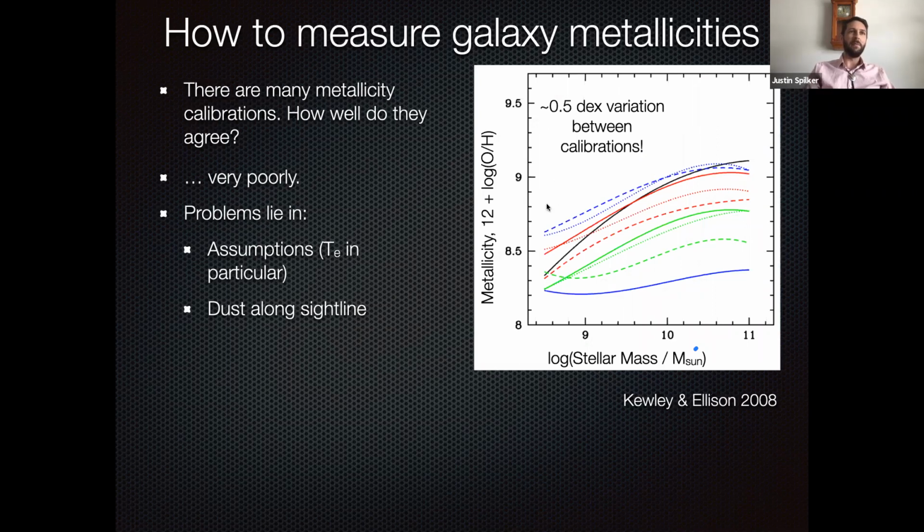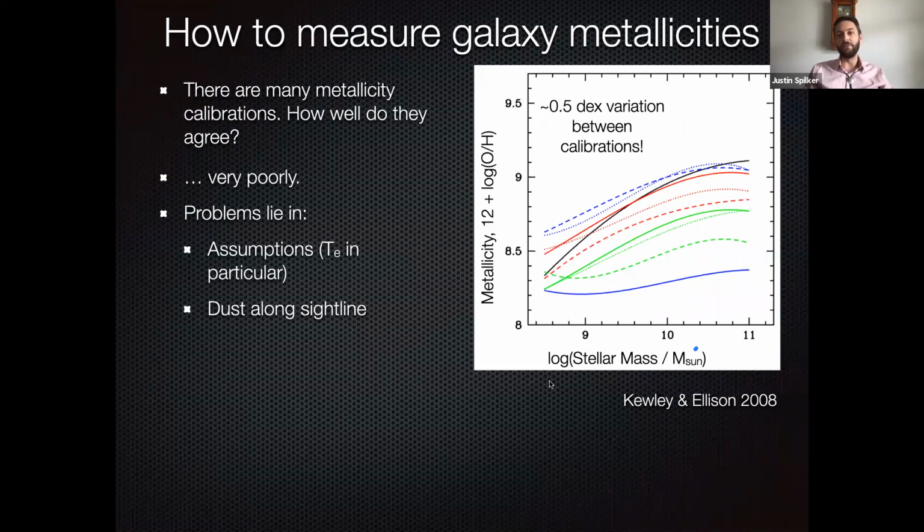This is a compilation from Lisa Kewley, where each of these different lines is a different calibration that someone has proposed for a way to measure the metallicity from these optical and UV lines. And you can see that at a given stellar mass, all of these different metallicity indicators give you about a factor of 3 variation. Even though they should all agree, even though we think that they're all measuring something that we're going to call metallicity, quote unquote. And so a lot of these variations, I think, come down to the problems that we have in our assumptions.